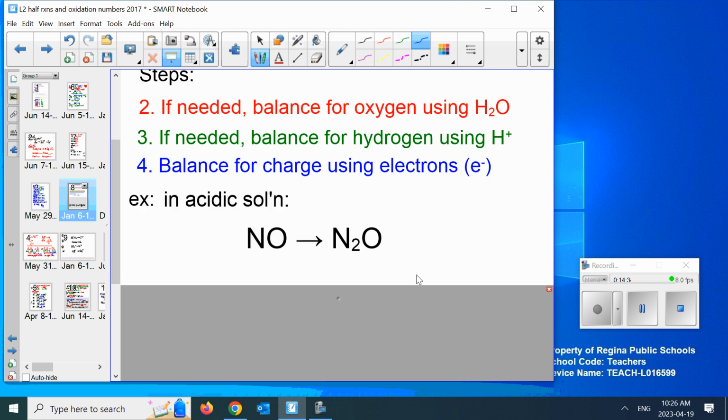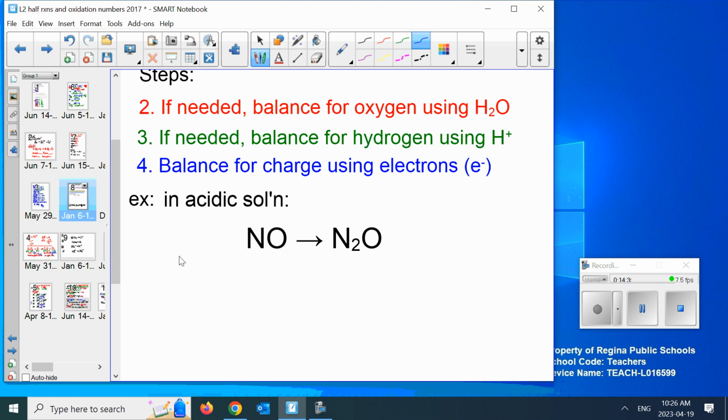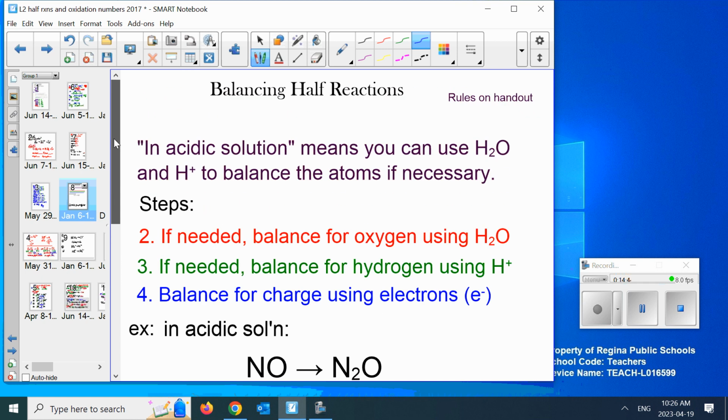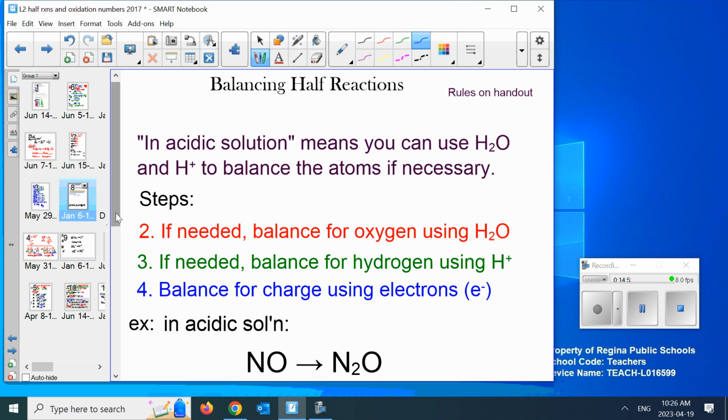Example, in acidic solution. So write that down. Balancing a half reaction in an acidic solution. Okay? So maybe you want the title, balancing half reaction. Write that down and then in acidic solution. We're using the rules on the handout. I'll pause the video. You can jot that down in video land.